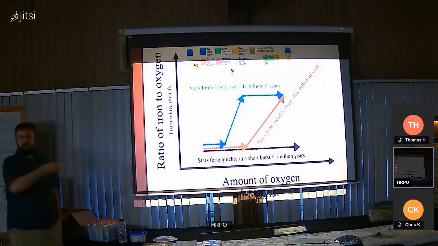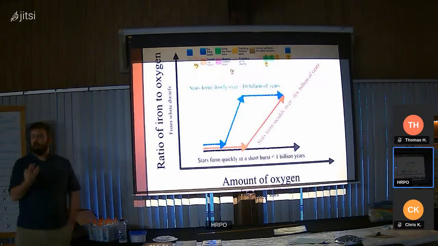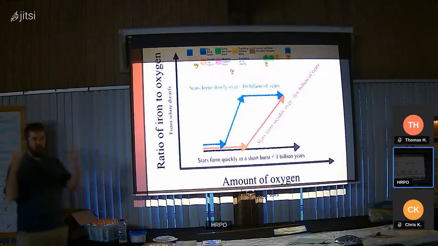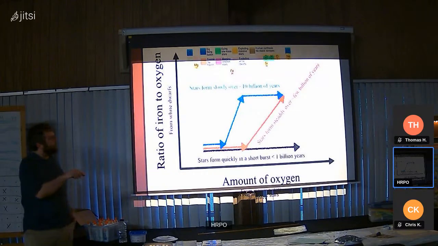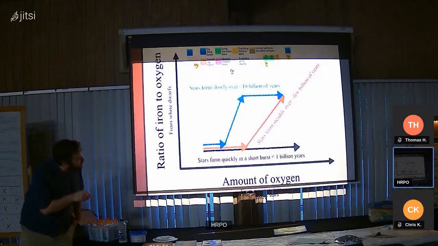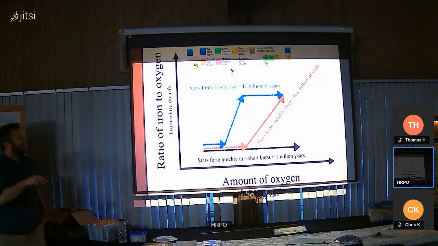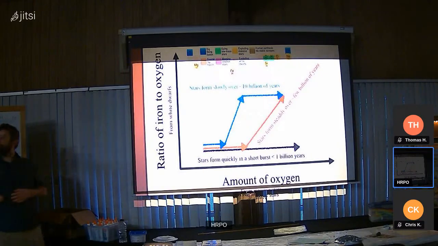So that's forming stars in a quick burst very, very early on. But if you take more time to form your stellar population, so rather than a quick burst, over 1 billion years, 2 billion years, something like that, then you might, which one am I looking at here? Yeah, this red line. Then you would still build up quite a lot of oxygen before you built up any iron, but the slightly older ones will start to build up some iron.